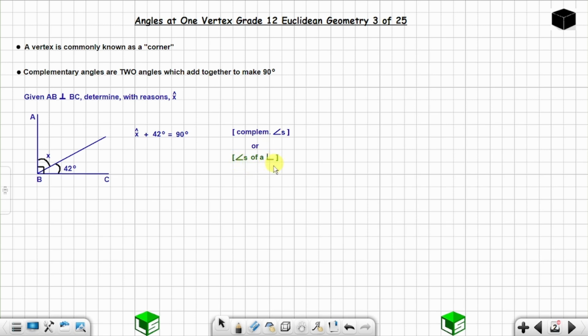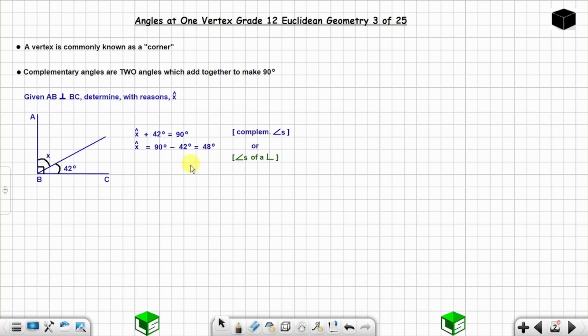This is a right angle. We use the L shape for a right angle. So the reason for this can be complementary angles, or you can say angles of a right angle. You can give this reason or this reason. We carry on. Now X is equal to 90 degrees, you take this to the right, now you have minus 42. This is equal to 48. So the angle X is equal to 48 degrees.